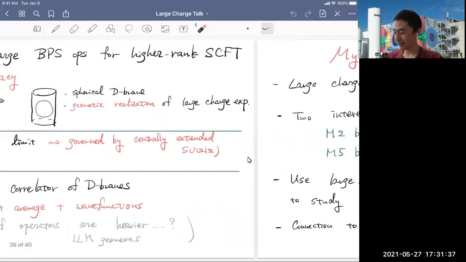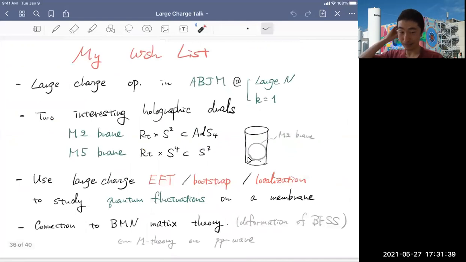Let me end with my personal wish list about large charge expansion. I'm personally interested if large charge expansion can say something about quantization of membrane. So the idea is to consider a large charge operator in ABJM theory in the large N limit, but with k equals 1. So it's not in the 't Hooft limit, but it's going to be the limit in which the dual is given by a membrane, M theory.